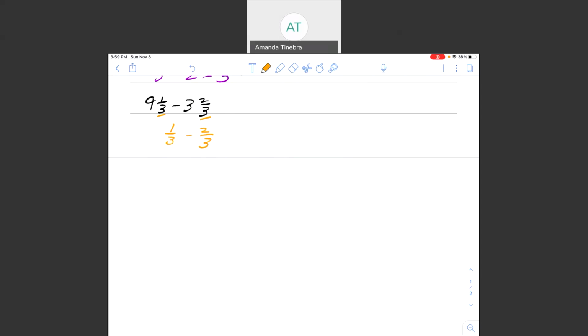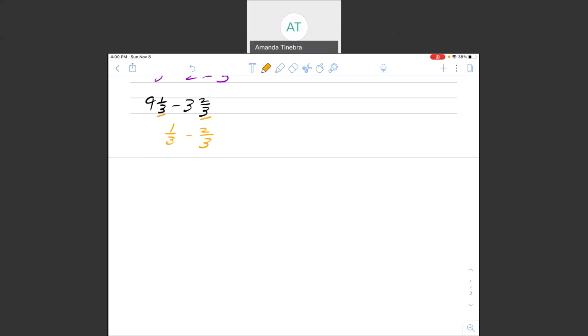It's not. Okay? So since we cannot do 1/3 minus 2/3, if we try to subtract these right now, we would end up with a negative number. That's not going to work for us because we have a mixed number. So instead of trying to deal with negative numbers and craziness or trying to subtract something bigger from something smaller, what we're actually going to do is say, okay, well, this isn't just 1/3 minus 2/3. This is 9 1/3 minus 3 2/3.